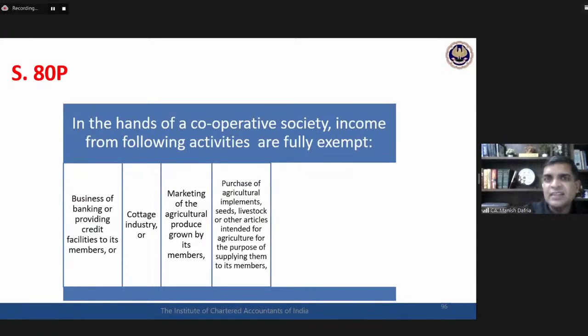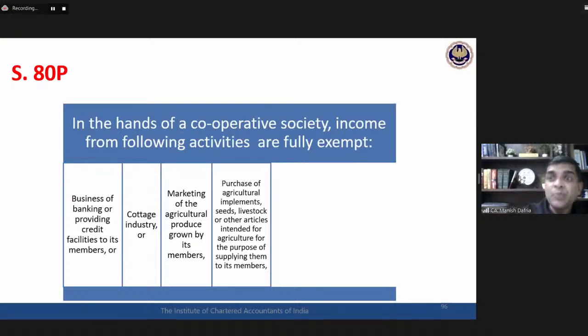Purchase of agricultural implements, seeds, livestock, or other articles intended for agriculture for the purpose of supplying them to its members. Fourth is, in a sense, the opposite of third. In third, you are marketing. Your members are producing something and you are marketing it. In fourth, you are buying something and distributing it amongst your members. So what are you buying? Agricultural items, seeds, livestock, other articles intended for agricultural purposes.